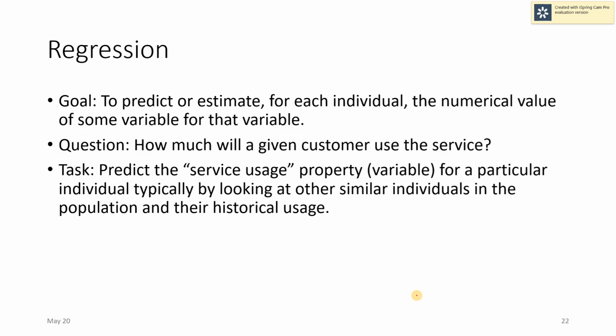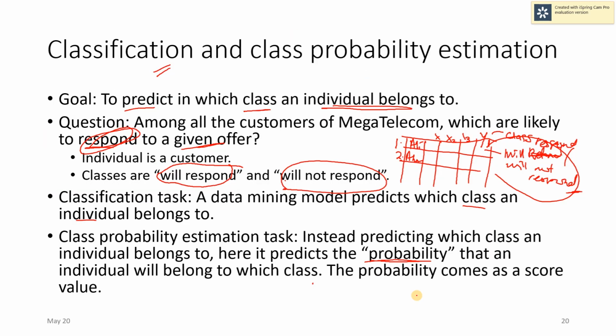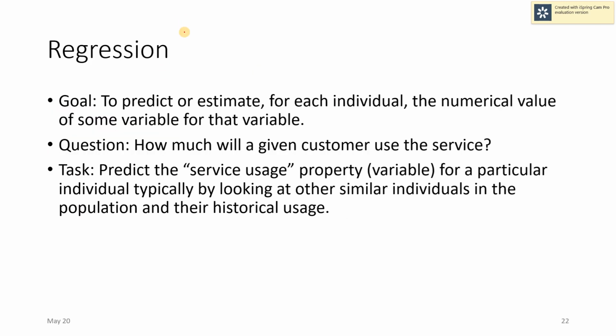Next, we have another method of data analysis, that is regression. So just now in classification, it is used to predict class. Now in regression, it is used to predict a number. Okay, predict a numerical value of some variable for that variable.